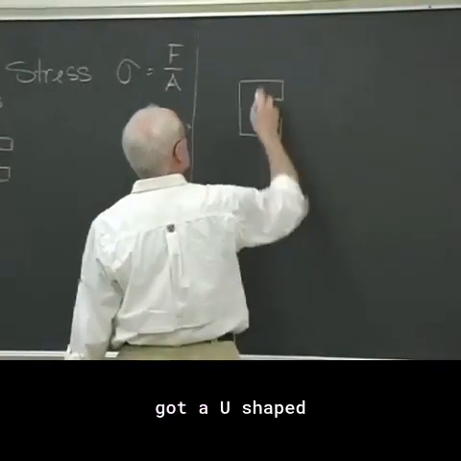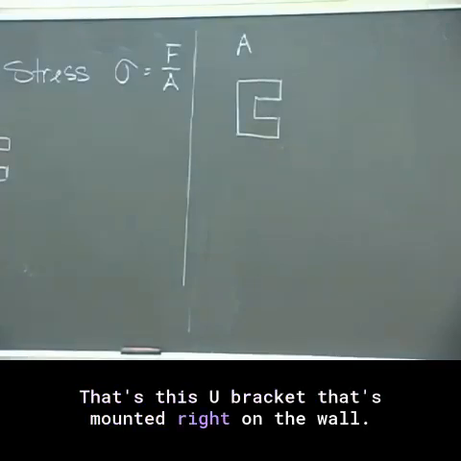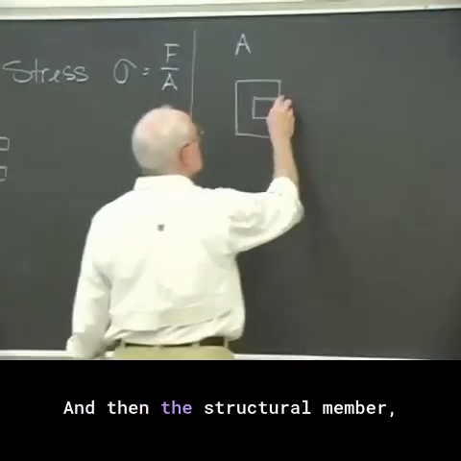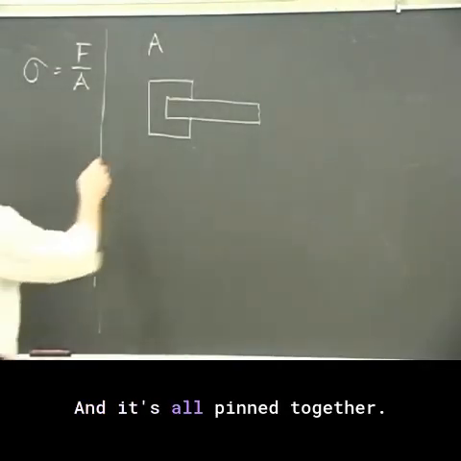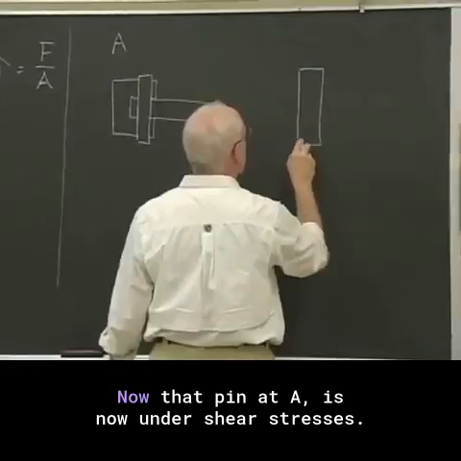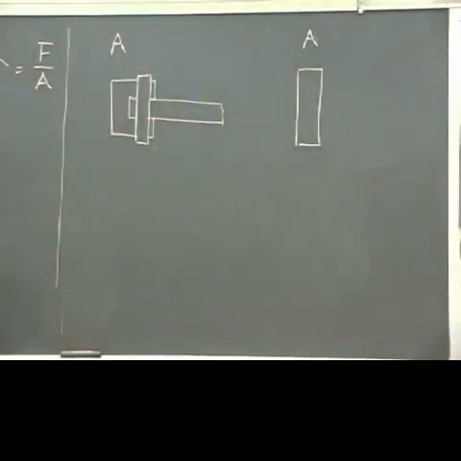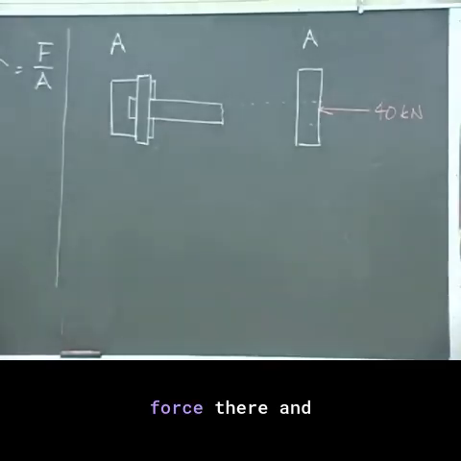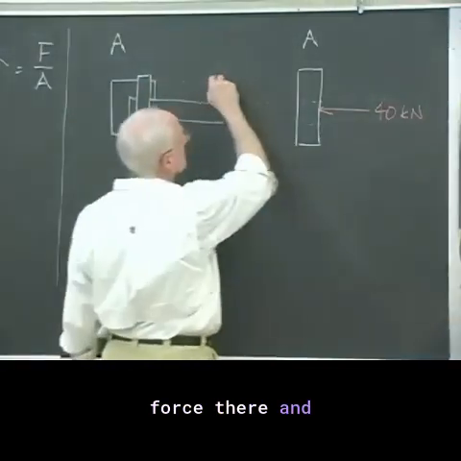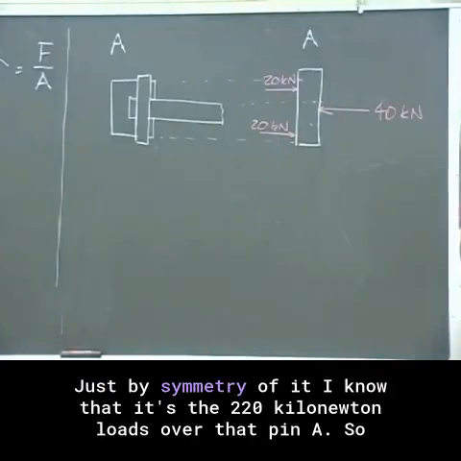Got a U-shaped connection at the wall. That's this U bracket that's mounted right on the wall, and then the structural member AB fits in there, and it's all pinned together. Now, that pin at A is under shear stresses, such that there's a 40 kilonewton force there and 220 kilonewton loads there. Just by symmetry, I know that it's the 220 kilonewton loads over that pin A.